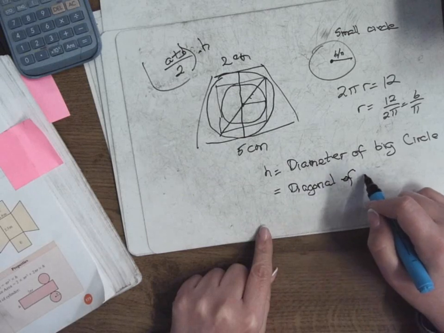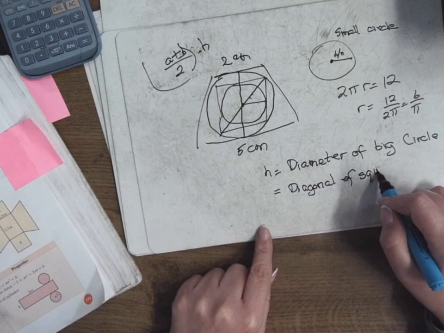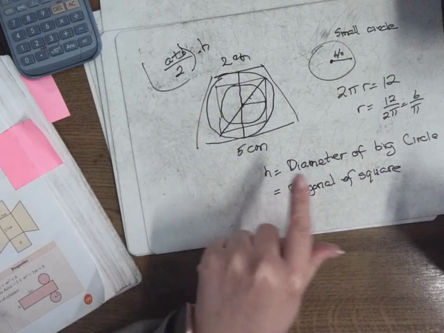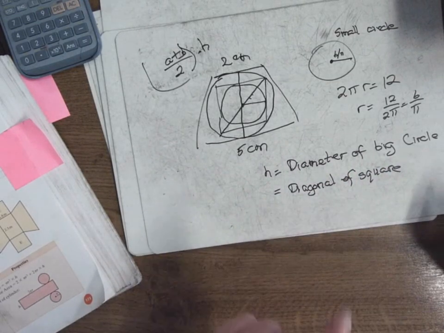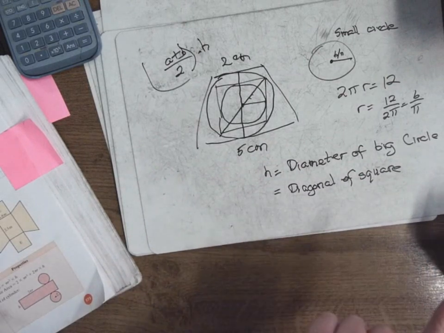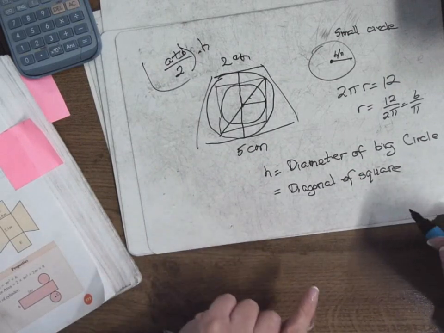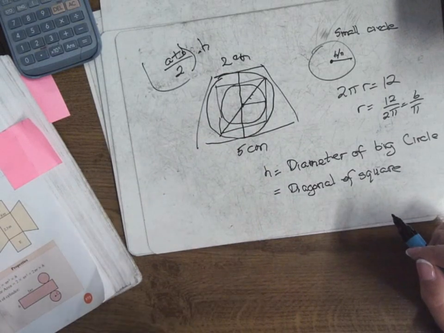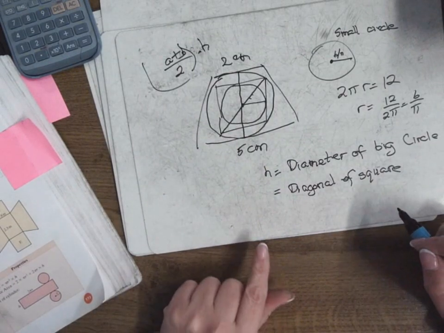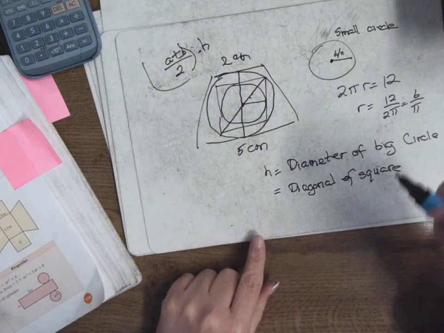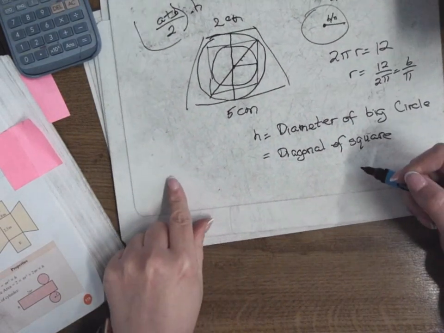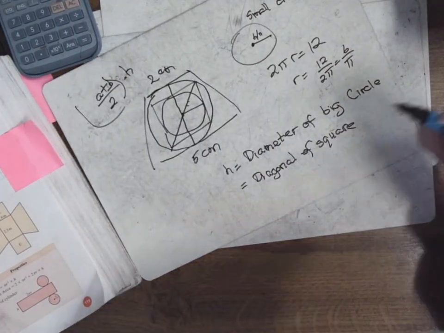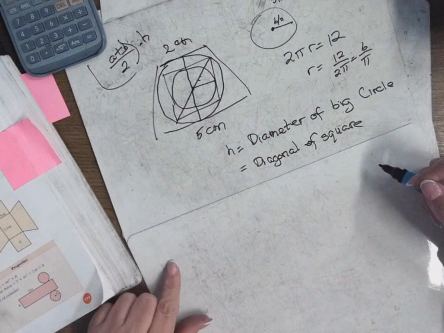So I'm working backwards to see what I have to get. In order to get the height, I need the diameter of the big circle. In order to get the diameter of the big circle, I need the diagonal of the square. In order to get the diagonal of the square, I need to get the side of the square, don't I? The only thing I know is the radius of the small circle, but I can get the side of the square knowing that.